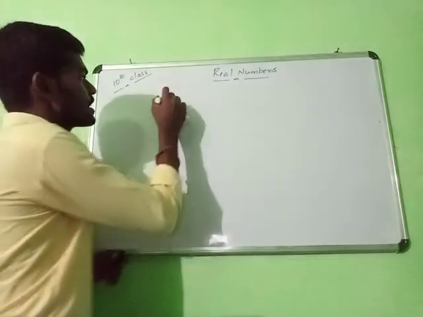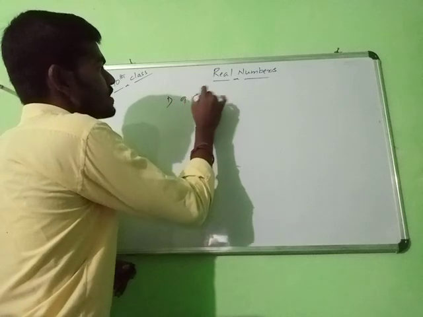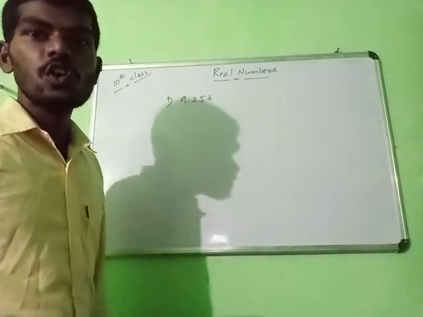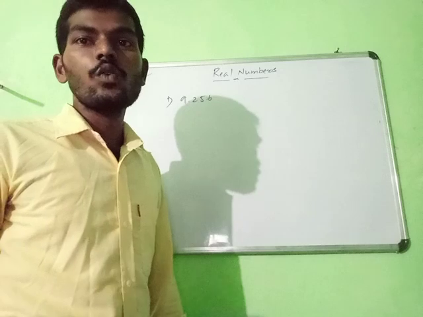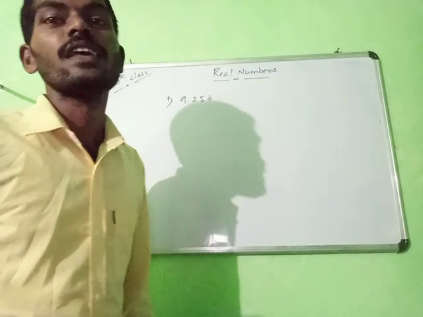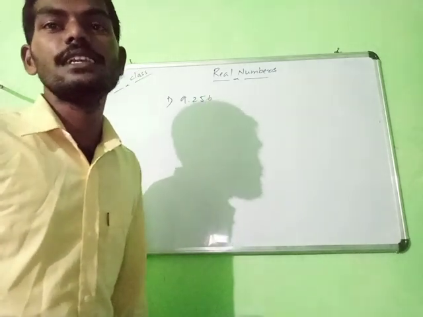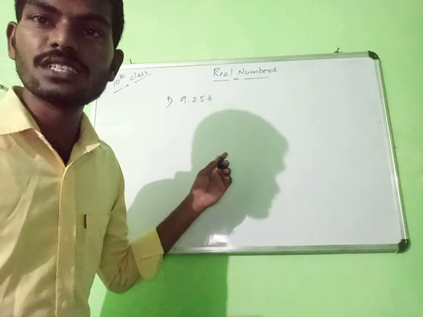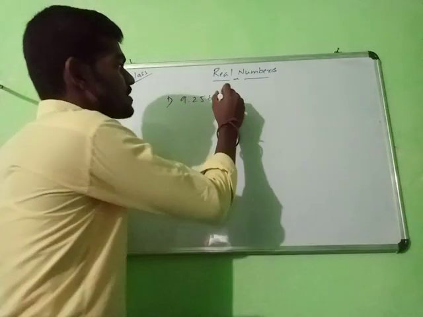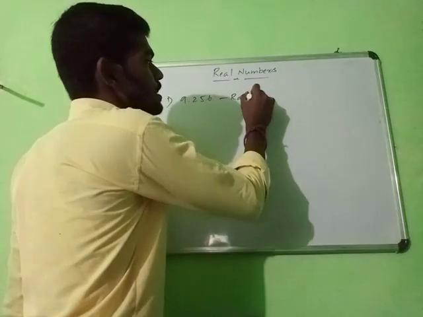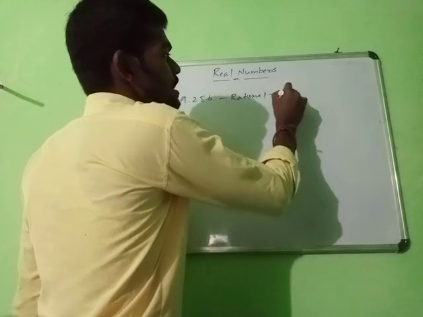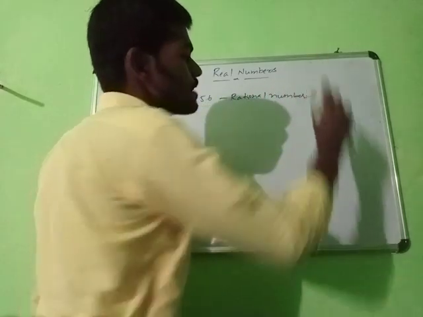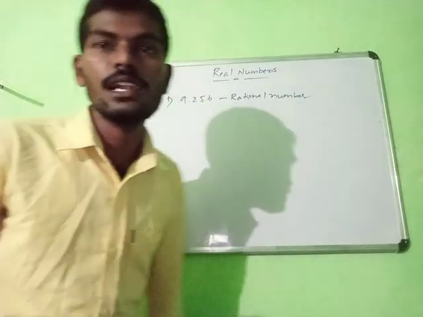Now, as the first example, take 9.256. After the decimal point, only a defined number of digits is there, which means finite digits. How many? 3 digits. So this is a terminating decimal number, which means it is a rational number. A terminating decimal is always a rational number.